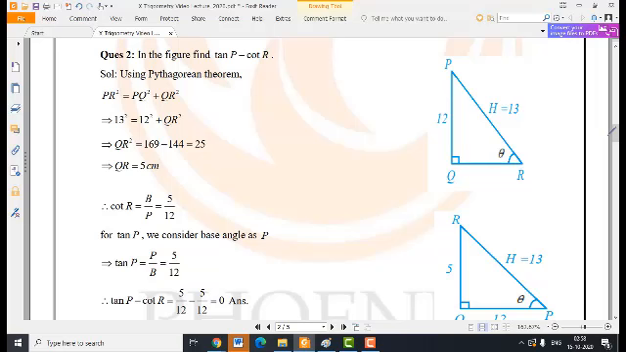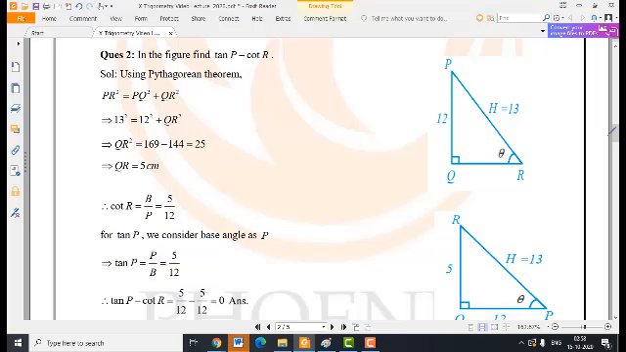Now for the second question, in the given figure we are given that PQ is 12 centimeters, or 12 units, and PR is 13 units. Now find the value of tan P and cot R. Alright, so I need the value of tan P and cot R, and eventually I want to find tan P minus cot R. So first thing first, for every right angle triangle you need to find the value of the unknown side. What is the unknown side? QR is the unknown side here.